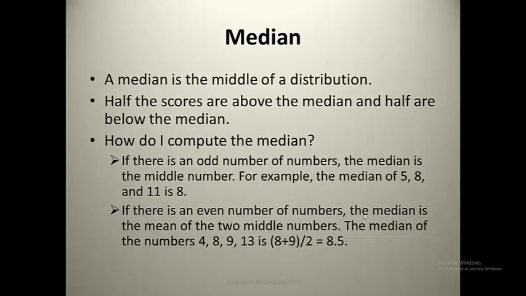If there is an even number of numbers, the median is the mean of the two middle numbers. So in this case, the median of the numbers 4, 8, 9, and 13 will be 8 plus 9 divided by 2, which gives you 8.5.